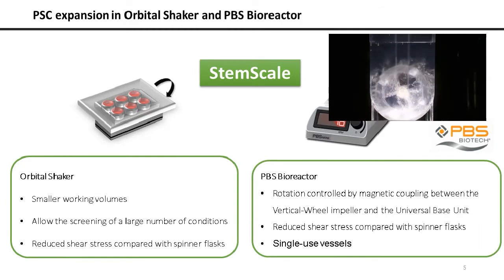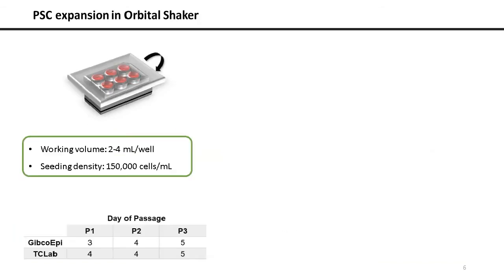Also, for the two systems, we used StemScale. StemScale is a newly developed culture media, especially designed for the expansion of human pluripotent stem cells as suspension culture. So we wanted to prove that this medium would be robust enough to allow us to culture the cells under these conditions.